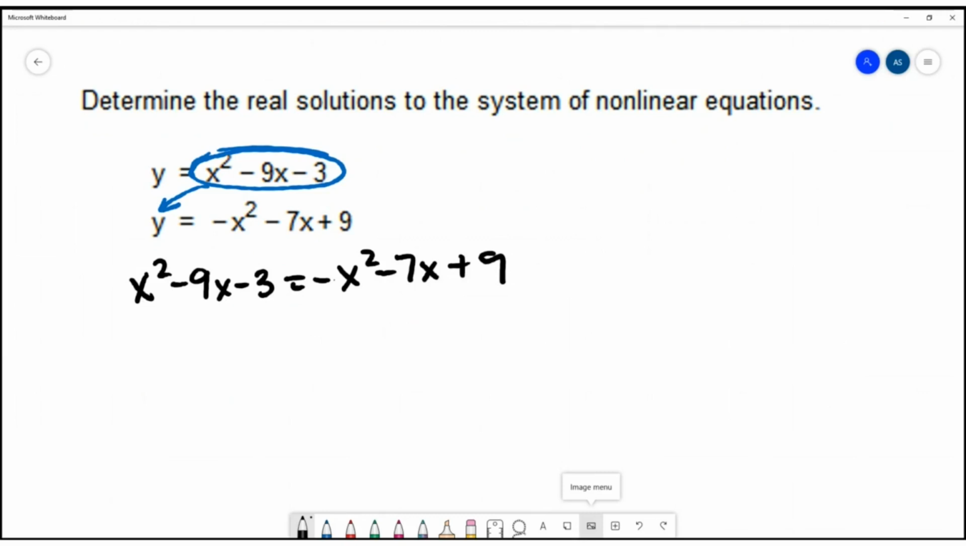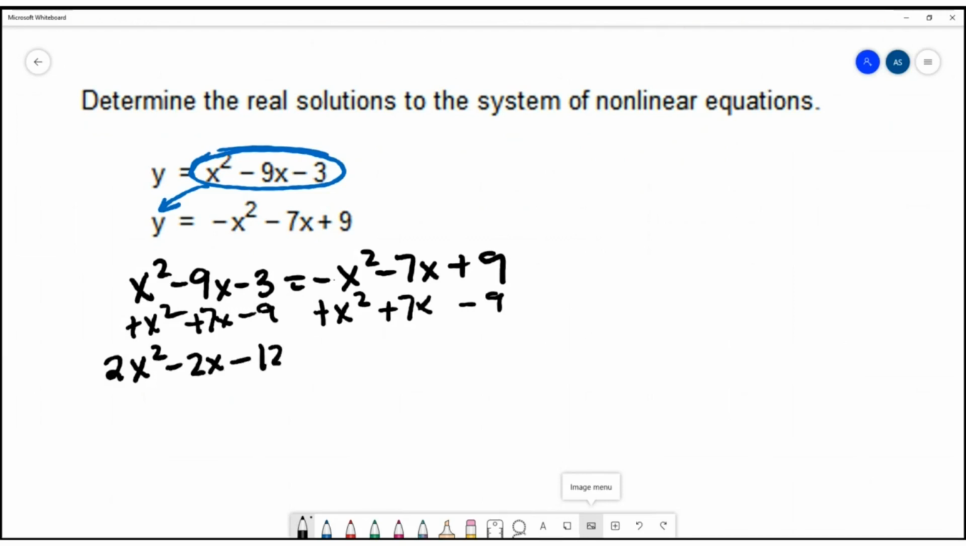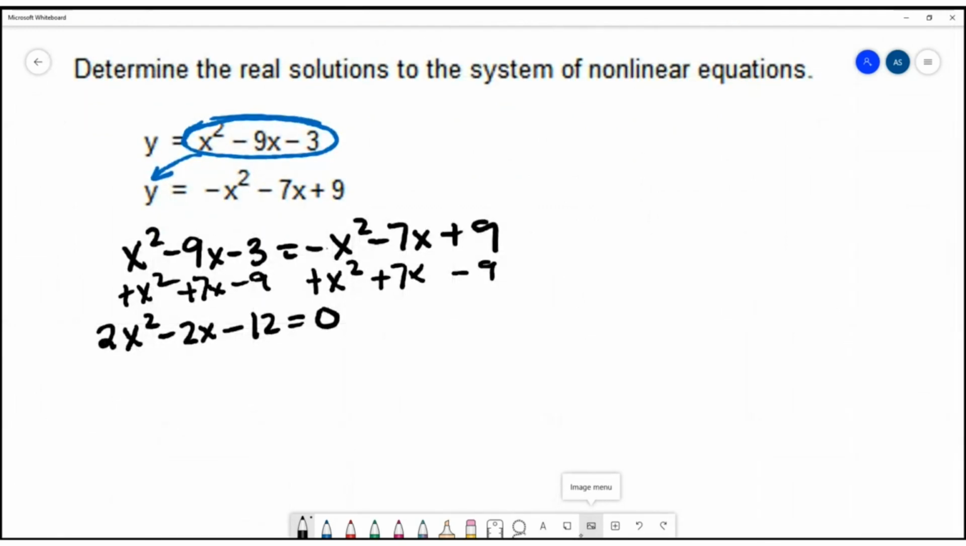I'm going to collect all the terms onto the same side. I add x squared on both sides. I add 7x on both sides. And I'll subtract 9 on both sides. That will give me the equation 2x squared minus 2x minus 12 equals 0. I'll solve by factoring. Factor out a 2 from every term. That would give x squared minus x minus 6 equals 0.